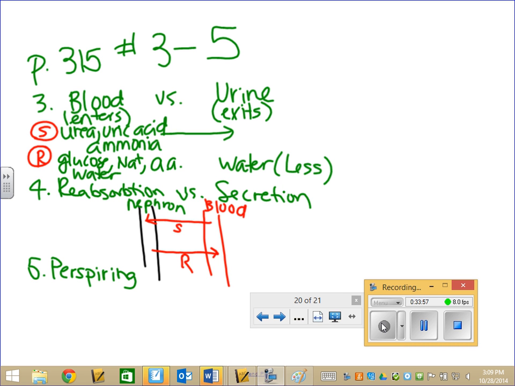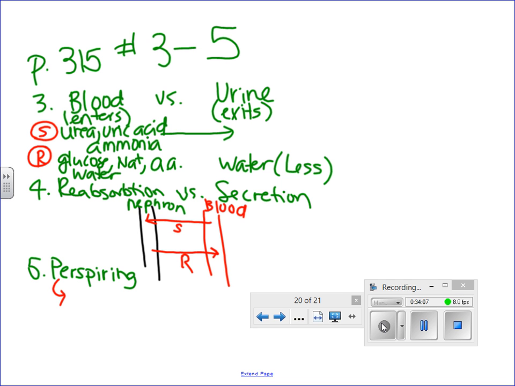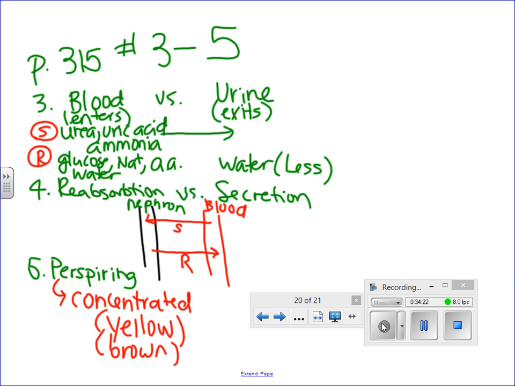Now the other question on this page was about perspiring. What would happen to a person's urine if it was a really hot day and they were perspiring a lot? You would expect to see very concentrated urine. The idea is that it would be very, very yellow. Sometimes it would be so yellow that it would border on looking brown because it's so concentrated. And when we start talking about urinalysis, I'll show you some color descriptions that we could use for urine.